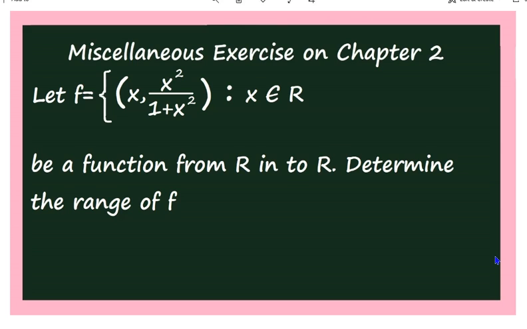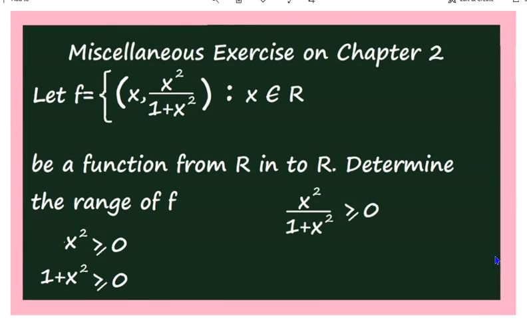And just let us analyze like this. You know that x square is greater than or equal to 0, because the square of any real number is always positive. And also 1 plus x square is greater than or equal to 0. As both numerator and denominator are greater than or equal to 0, you can tell that x square divided by 1 plus x square is also greater than or equal to 0. And hence the values taken by x square divided by 1 plus x square are always greater than or equal to 0. And this you have to note.